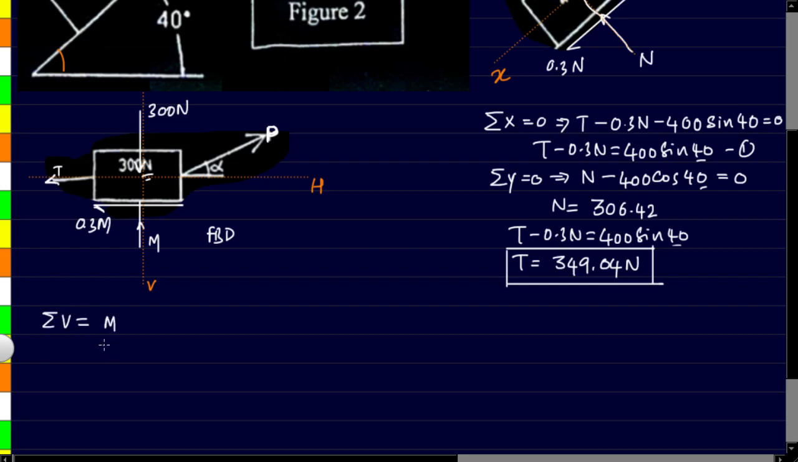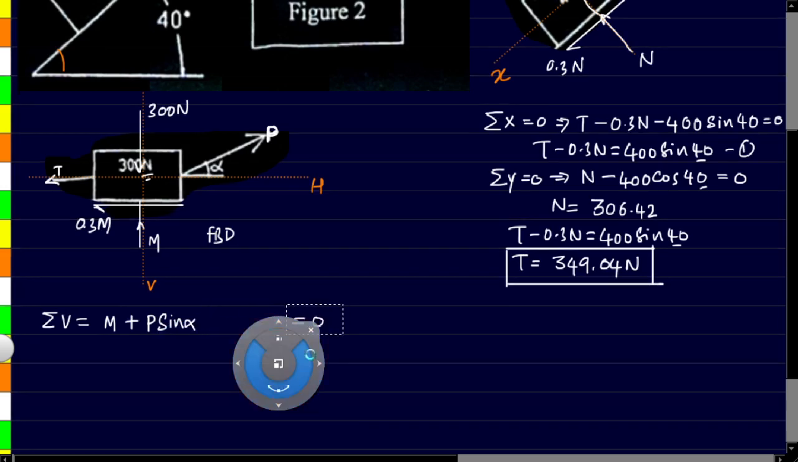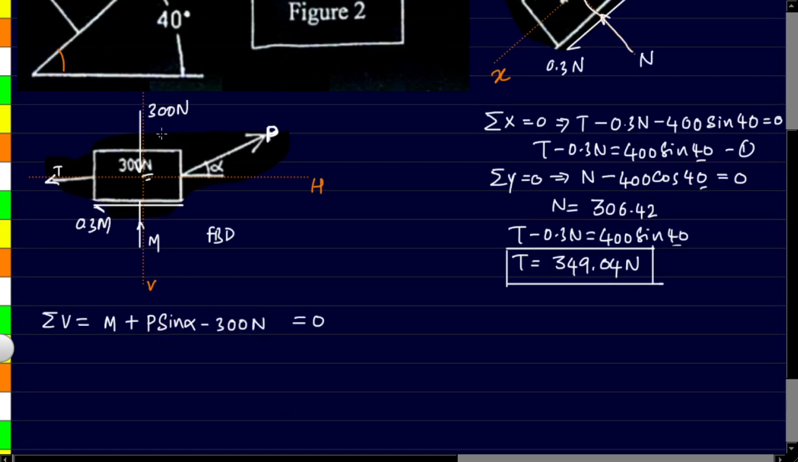There is a force M that is acting exactly in the positive vertical direction. Then there is a component of P which is acting in vertically upward direction. So that as well I have to call it as positive. And that is P sine alpha. Then there is no other component which is acting in the vertical direction. So this total has got to be equal to 0. Oh, sorry, I forgot to take one particular force, and that is the weight itself. So minus 300 newtons. So this is the force that is acting downwards, hence got to be taken as negative.